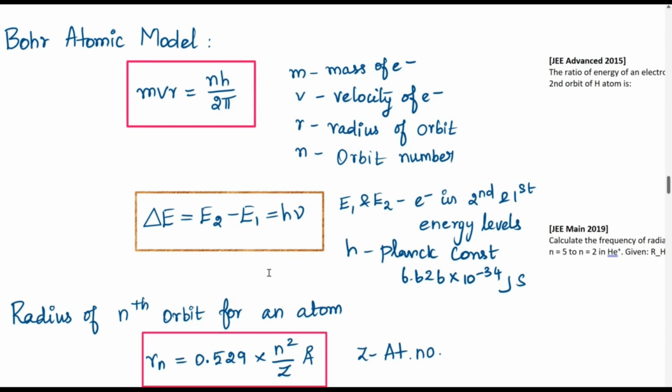Bohr atomic model. What he suggested about the atoms and so on, those are not much important. What is important there is they are revolving in a circular path, right? If there is a circular path, there must be angular momentum. That is provided by MVR, right?